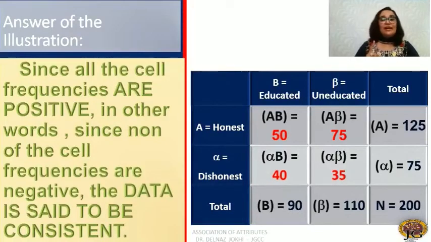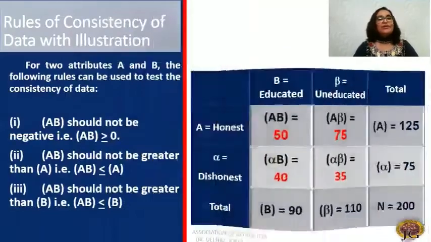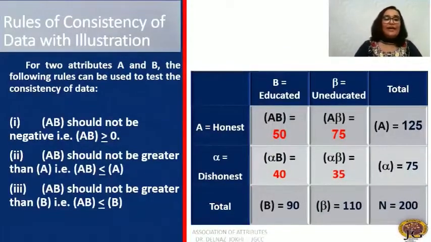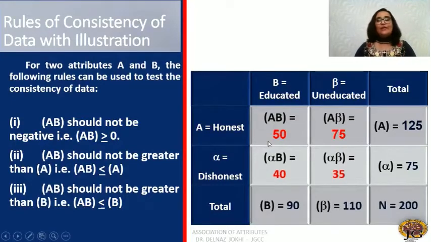So पहला रूल क्या था? AB has to be greater than equal to 0. हाँ जी, 0 से ज्यादा है. दूसरा रूल क्या था? AB has to be less than equal to 125. Let's revise it again, see over here. और तीसरा रूल क्या था? AB should not be greater than B. बिल्कुल, as I told you, 90 और ये 50 है. AB 50 is less than equal to B also, which was 90.